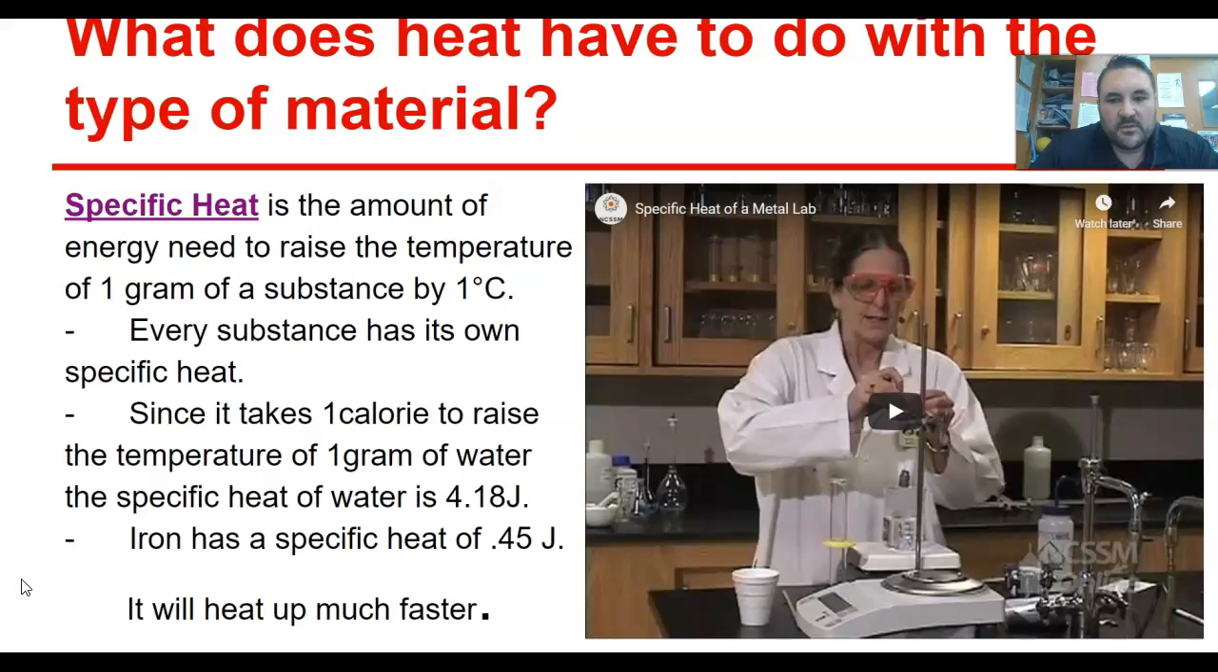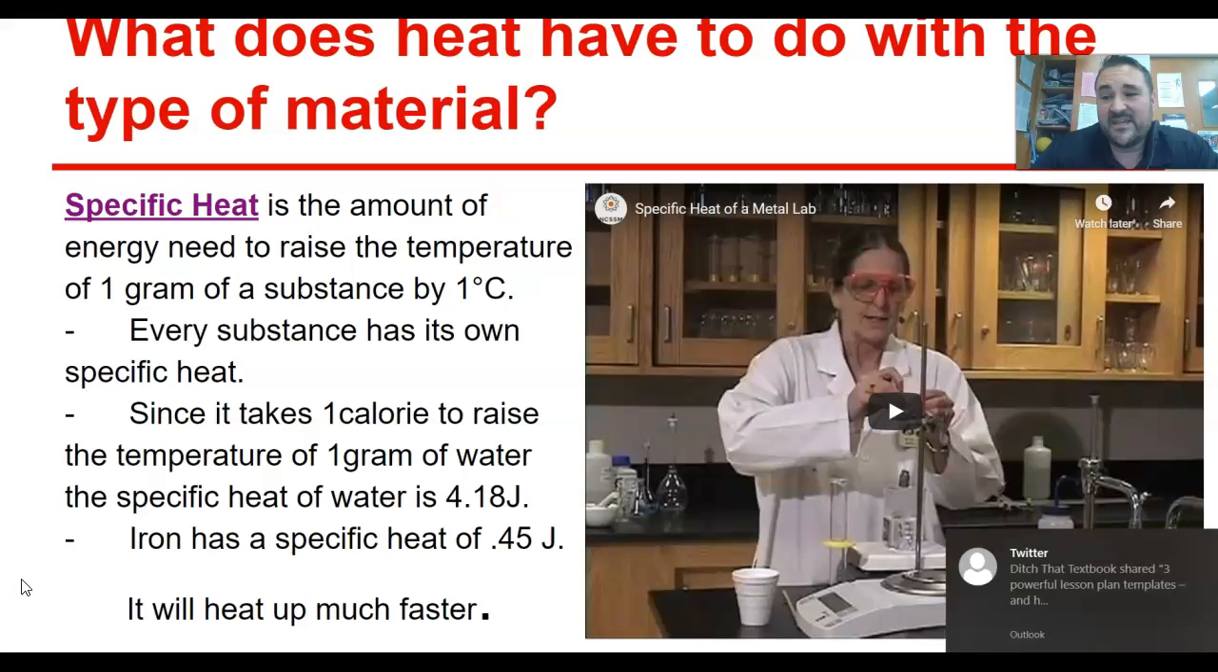So when we're talking about water, we use specific heat of 4.18 or we use a calorie. Specific heat sounds a lot like a calorie, except a calorie is the amount of energy needed to raise 1 gram of water. That key word there is water. When you hear water, it's calorie. Now, specific heat is the amount of energy needed to raise 1 gram of any substance, wood, gold, iron. Iron is 0.45. It has a very low specific heat.